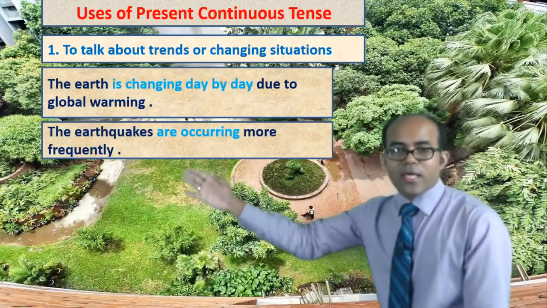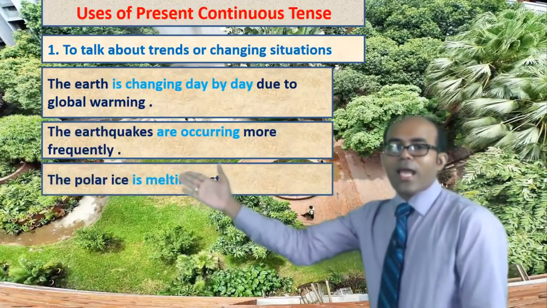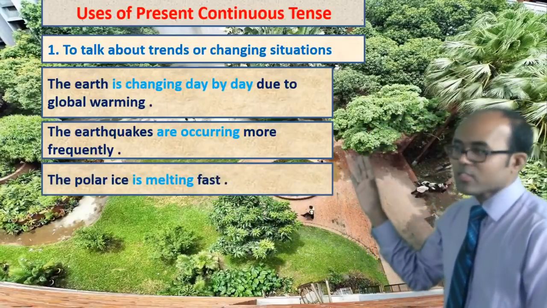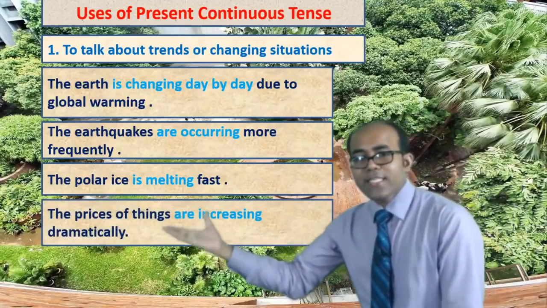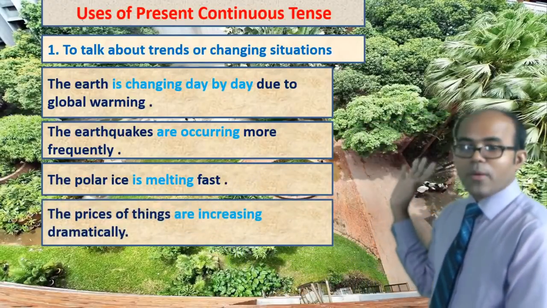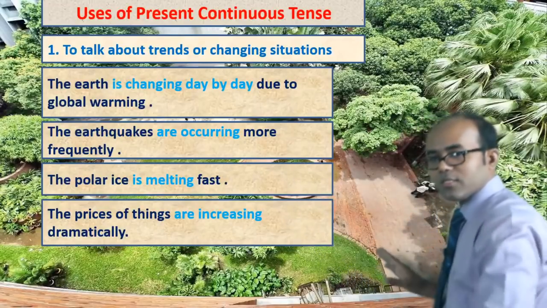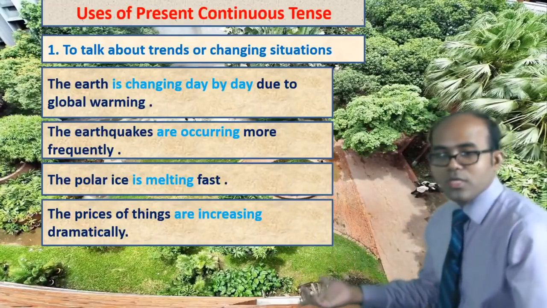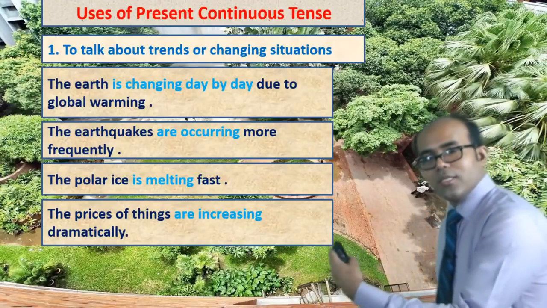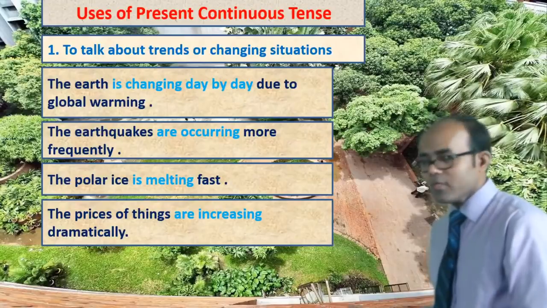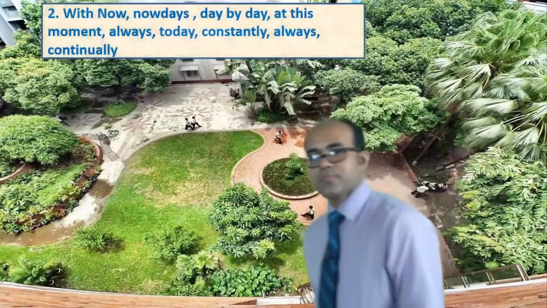Like the earthquakes are occurring more frequently. Polar ice is melting very fast. So there's a change. Okay, prices of things are increasing dramatically. So dear learners, we find change in the actions or situations, so we have used here present continuous tense. When you see any changing situation or environment, you can use present continuous tense.